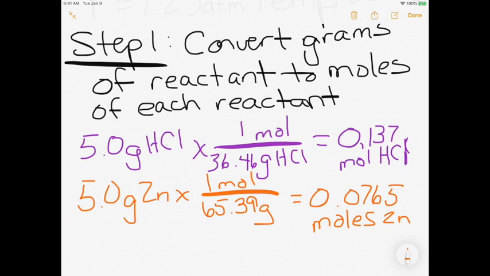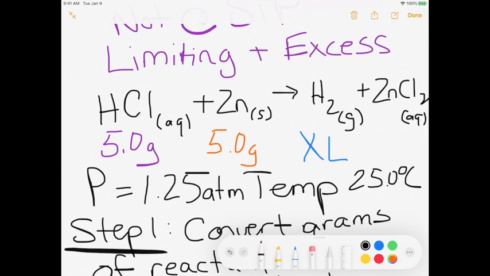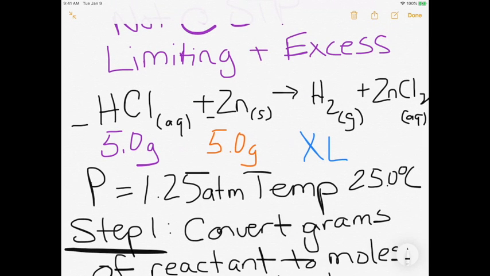But that doesn't necessarily mean which one is going to produce the least amount. So we do have to go back up and look at the balanced equation. This is not balanced currently. So we need 2 hydrochloric acids to 1 zinc to 1 hydrogen to 1 zinc chloride.